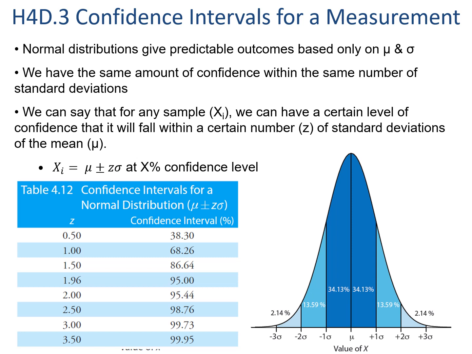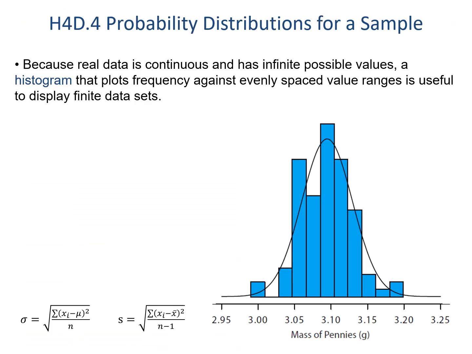We'd say any individual x of i is equal to the population mean, that mu value, plus or minus some number of standard deviations times the standard deviation. We'd say that there's some confidence that they'd fit in the range. So for example, we can be 95% confident that a measured value will be within 1.96 standard deviations of the mean every time. That's great, but we still don't know what the true value is. We're still just measuring samples.